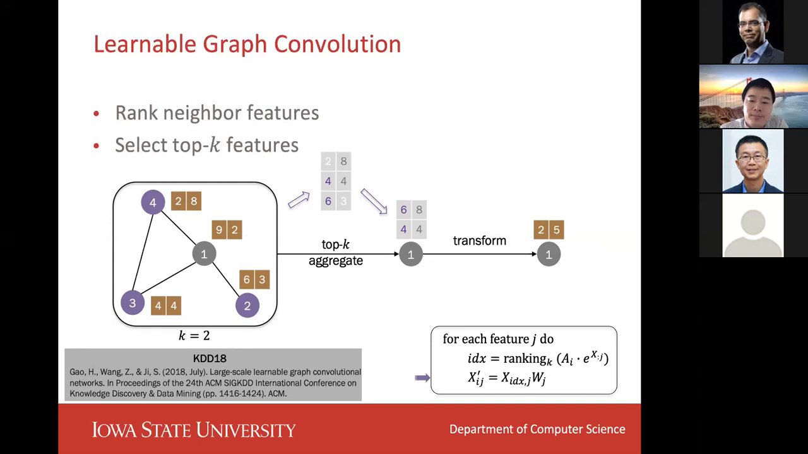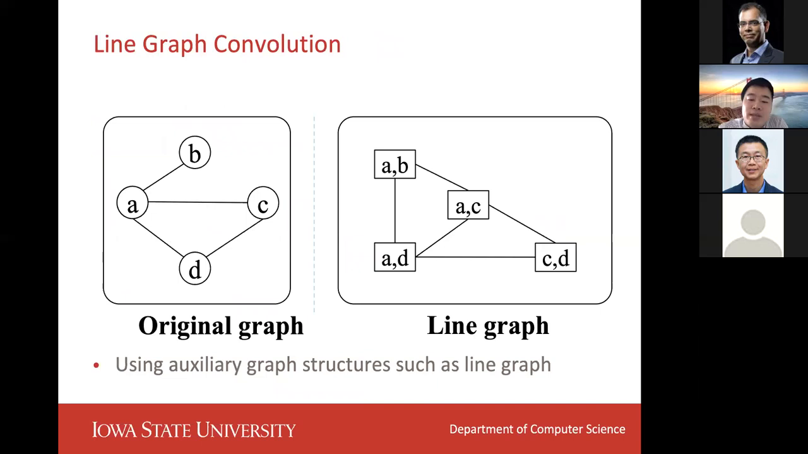In the previous methods, we mainly use the original graph structure. Now we want to use additional or auxiliary graph structures, such as the line graph. A line graph is created from a graph by using edges as the vertices in the new graph. Here is a small example. The original graph has four nodes and four edges, and then we can construct a line graph like this.